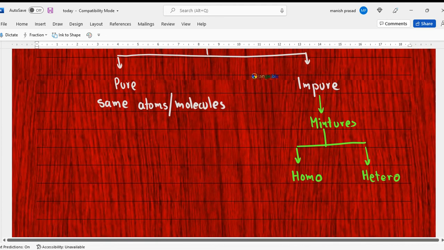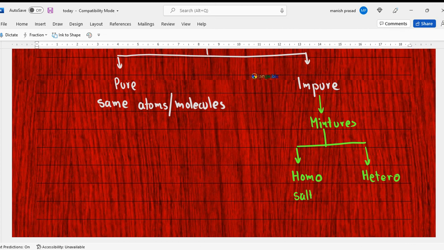Yes. A homogeneous mixture is like salt and water. Exactly. And now, why is salt and water known as homogeneous? Two substances are mixed, but the composition looks uniform throughout the mixture. You cannot state that there must be more salt here and more water here. The composition is uniform. You cannot distinguish where the salt is, where the water is.